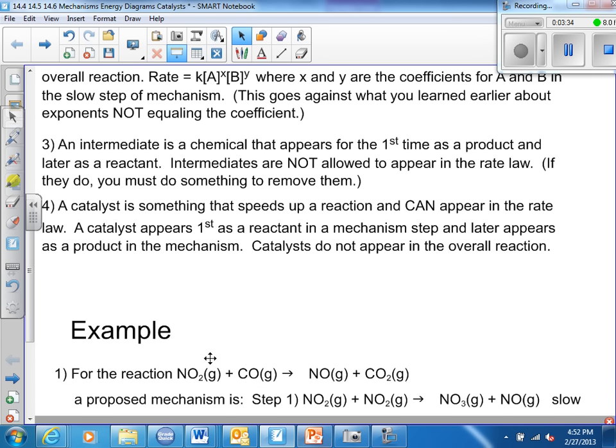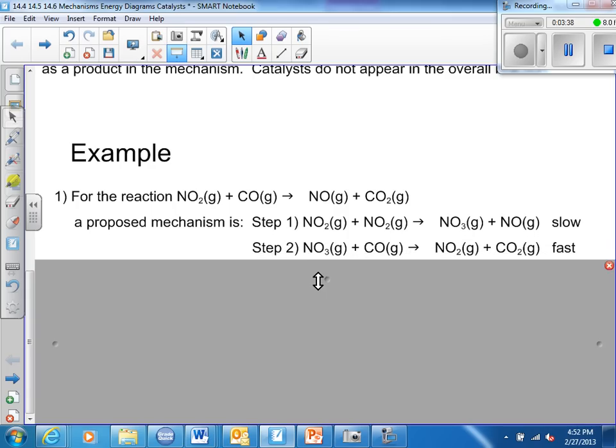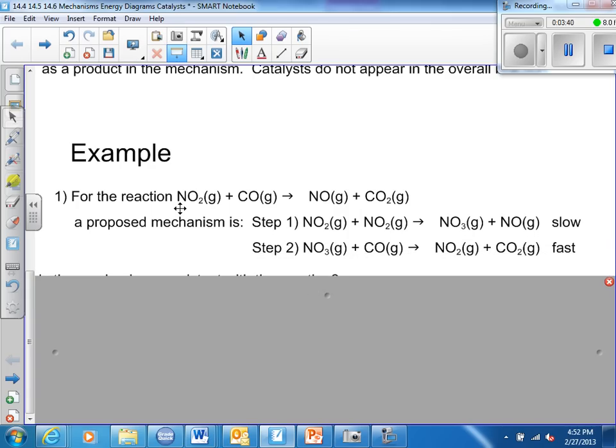All right, let's do an example. So, we have a reaction and a proposed mechanism. So we have 2 steps. In the first step, an NO2 and an NO2, 2 of these, come together. And that step, you're told, is slow. That's just a proposed mechanism.